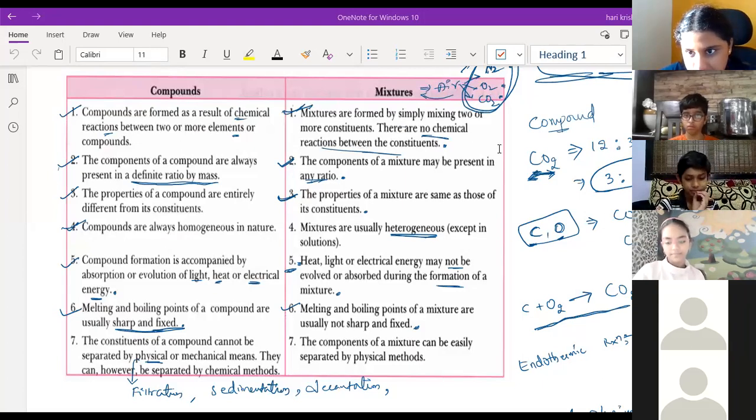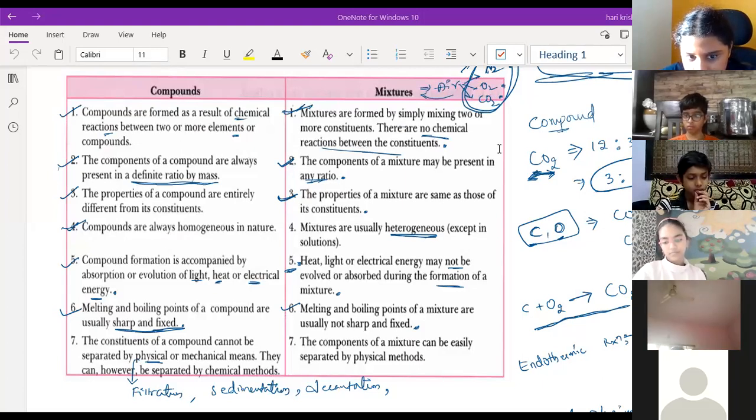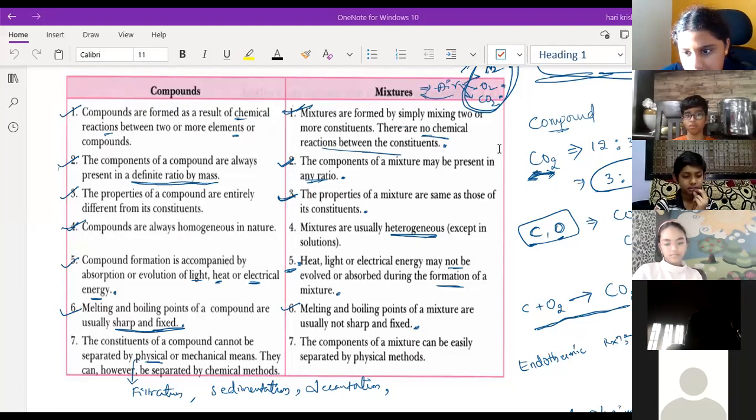So homogeneous mixture means what? The mixture will have a uniform composition. Uniform composition means the same amount will be there in all the cases. Uniform composition throughout the mixture. It will mix completely.